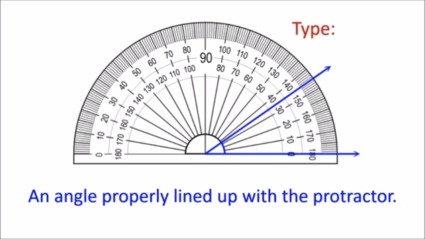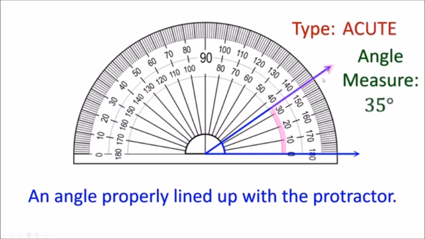Before we even measure the angle, what type of angle is it? Let's go ahead and measure it. So we're going to look at the inner scale right here at 0. And we're going to go from 10, 20, 30, and then further than 30. And if we look up here, we follow the 30, we're going to go 1, 2, 3, 4, 5 more lines. So therefore, this angle's measure is 35 degrees.